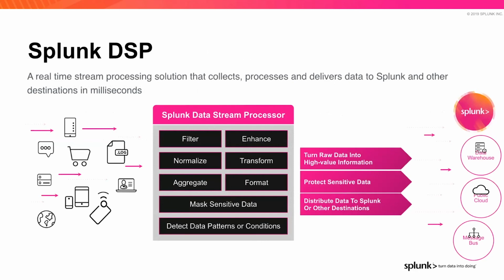What does Splunk DSP do? Splunk DSP is a real-time processing solution that collects, processes, and delivers data to Splunk and other destinations in milliseconds. In other words, it allows you to collect data from a myriad of sources and filter, enhance, and normalize it. You can transform the data, aggregate and format it, mask sensitive data, detect patterns and conditions, and turn this raw data into high-value information, protect any sensitive data, and distribute data to Splunk or other destinations, depending upon how the data should be routed.